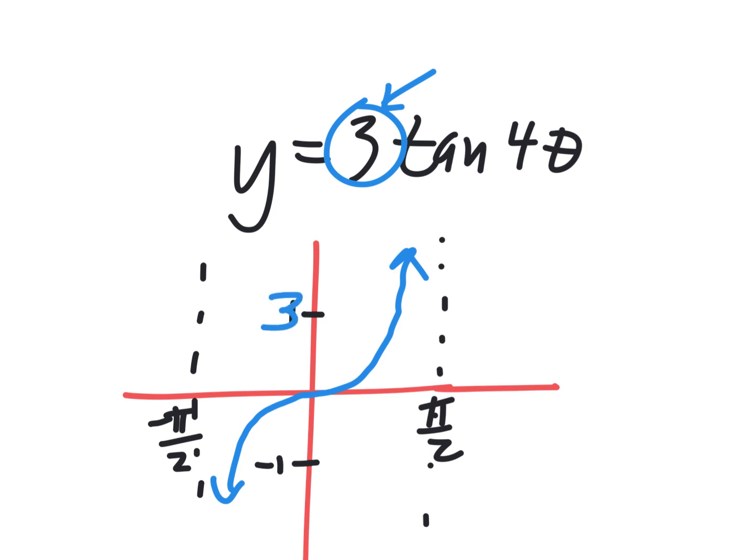Correct. They become 3 and negative 3 instead of 1 and negative 1. And last but not least, this 4. The period would have been pi unless you have a b, and then you divide it by b. I do have a b, so I divide it by 4. The period of this thing is pi over 4.